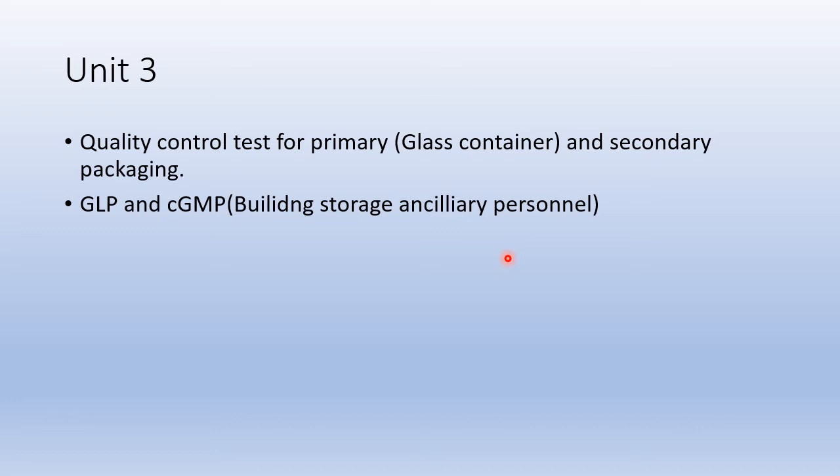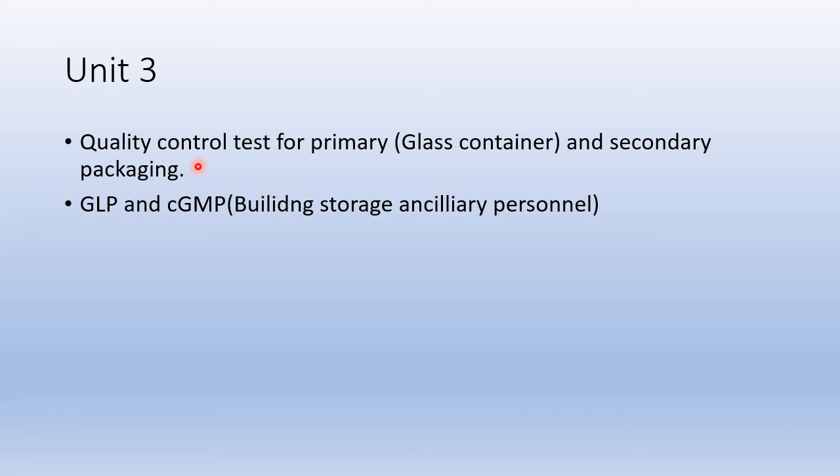QC for testing and analysis, QA for authorization, validation, and there should be key personnel. Key personnel is basically a person who is responsible, who is the head of the production area. That is the key personnel of the production area. Then you have the key personnel of the quality control area, and then you have the key personnel of the quality assurance area. Next, you have to remember the quality control tests for primary and secondary packaging.